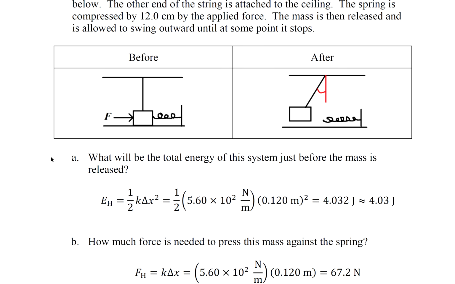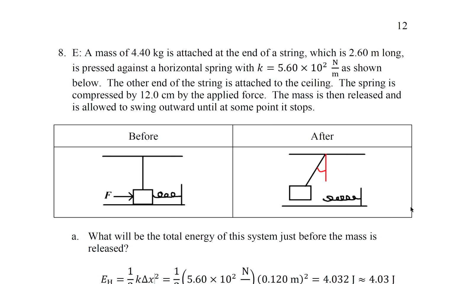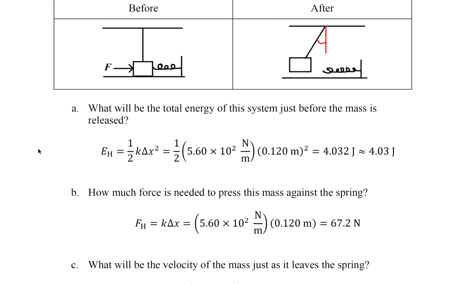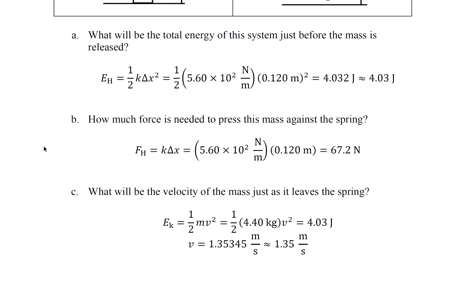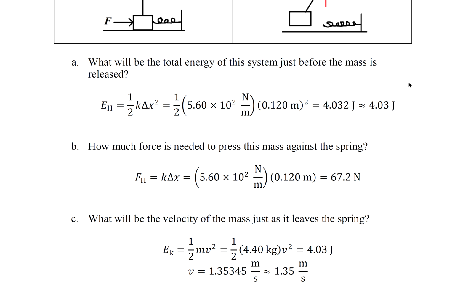Part A, what will be the total energy of the system just before the mass is released? So the total energy everywhere is going to be 4.03 joules. Part B, how much force is needed to press this mass against the spring? It's this. F equals k delta x. Part C, what will be the velocity of the mass just as it leaves the spring? Well, the kinetic energy is 4.03 joules from part A, law of conservation of energy.